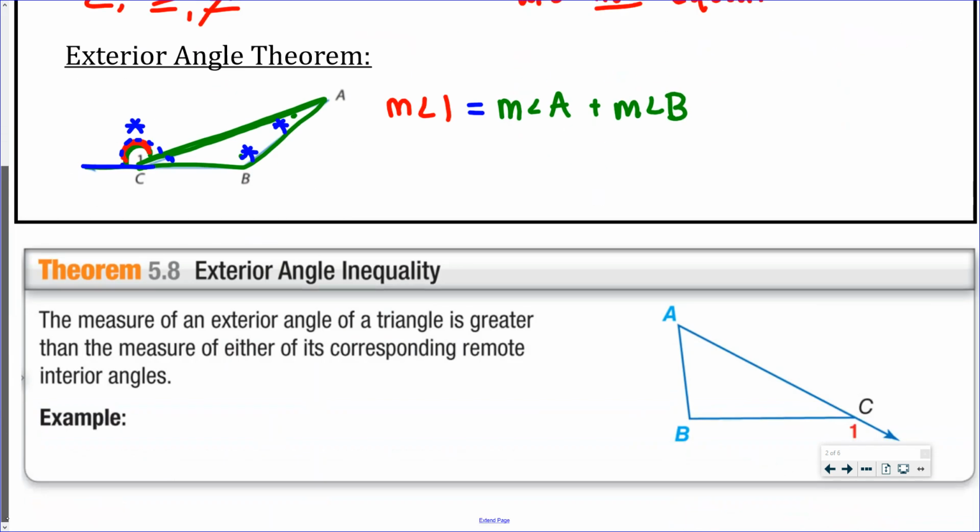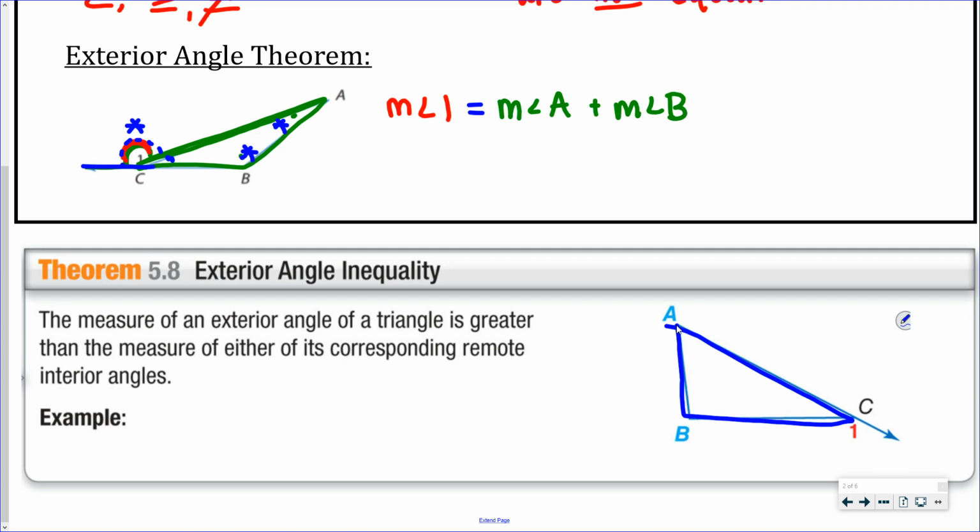So here's an extension off this theorem a little bit. It's called the exterior angle inequality theorem. It's saying that the measure of any exterior angle in a triangle is always going to be greater than those two remote corresponding angles. Okay? So in this case, you can see I have triangle ABC. Angle 1 is considered an exterior angle because it's made up of this side BC and an extension of this side.